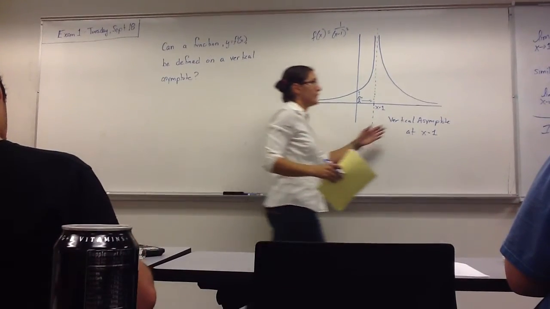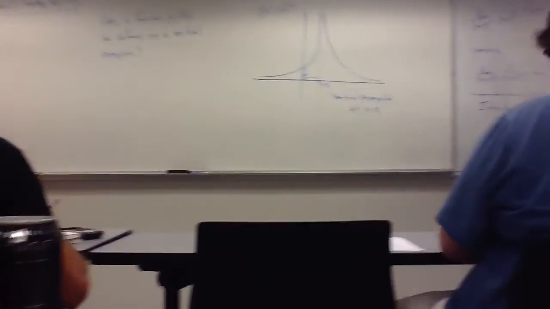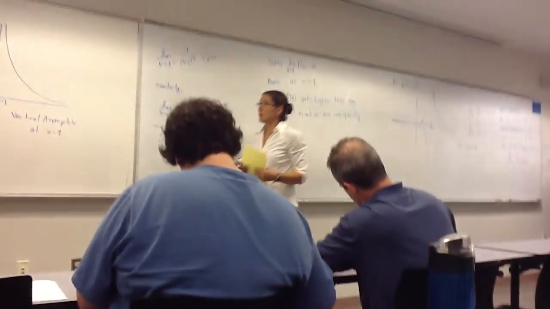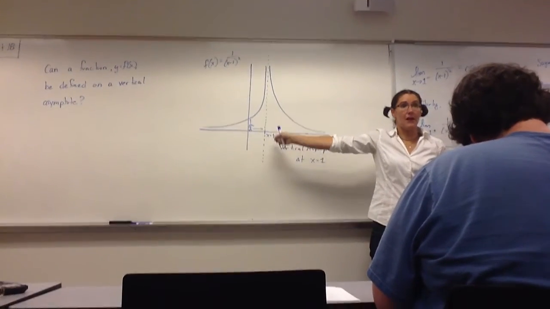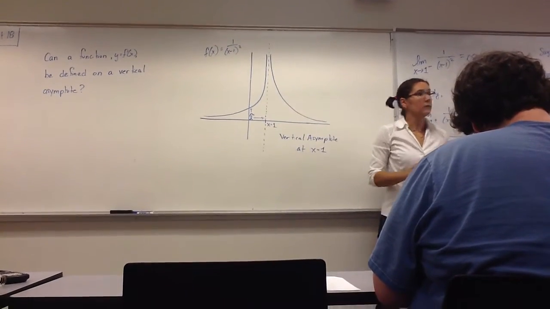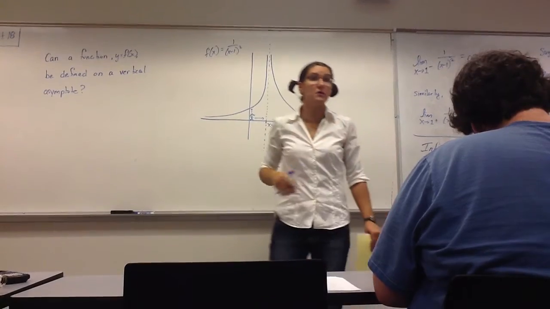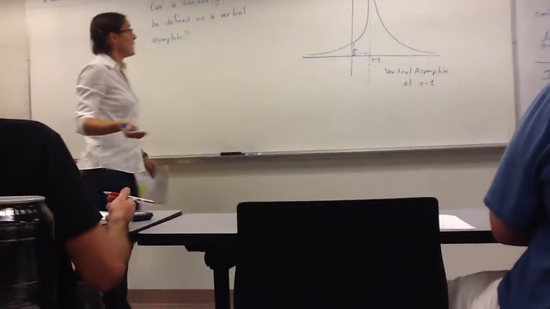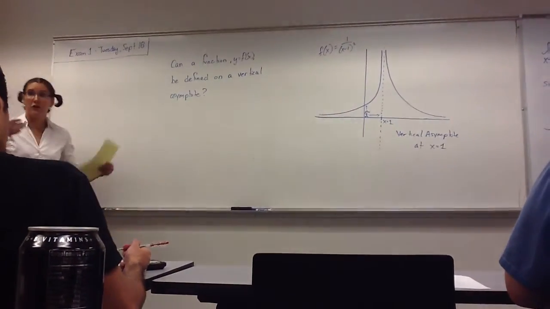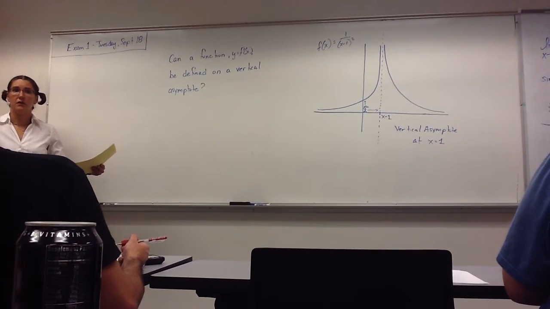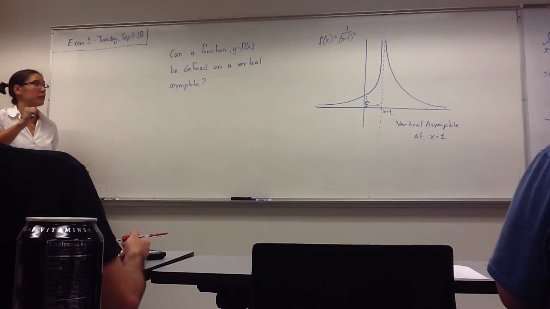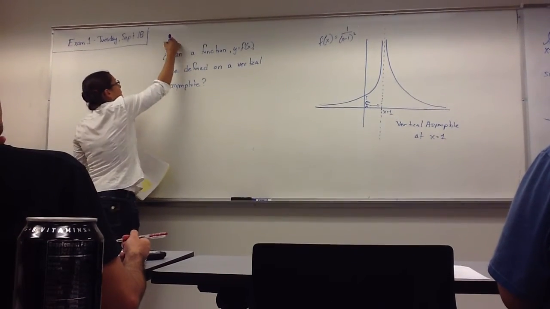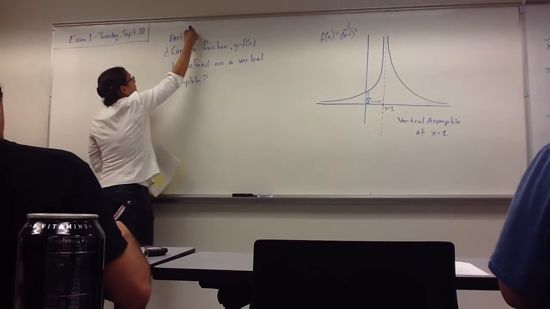In both of the examples that I gave you here, our function is undefined at the place where we have a vertical asymptote. Okay, x equals 1, x equals 3 in the other example. So is it possible to have a function where the function has a vertical asymptote, but yet the function is defined along that vertical asymptote? So that's a question to think about for next class, and we'll discuss that at the beginning.